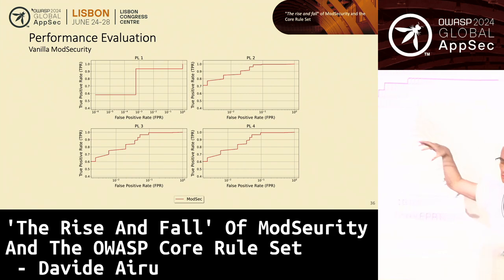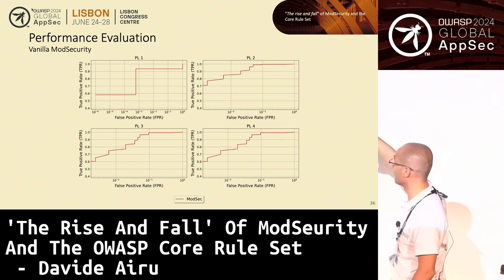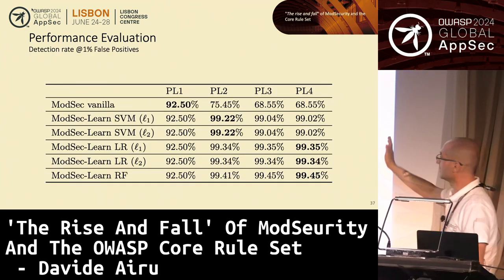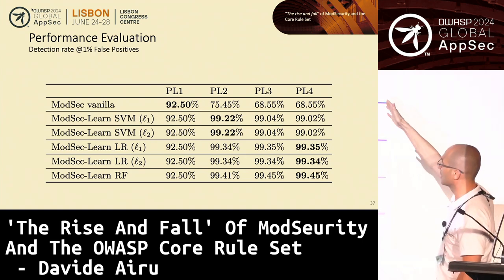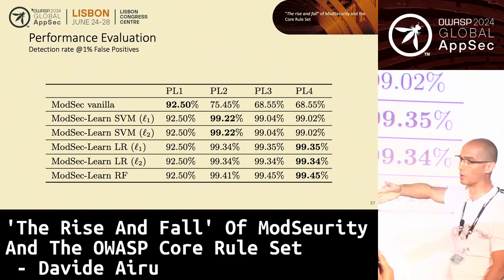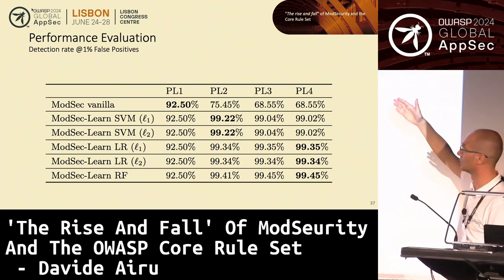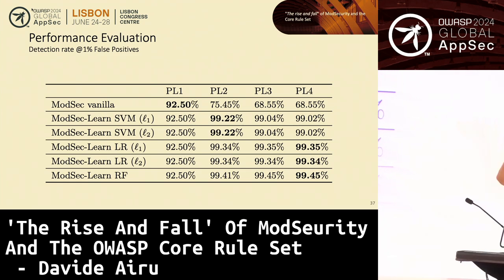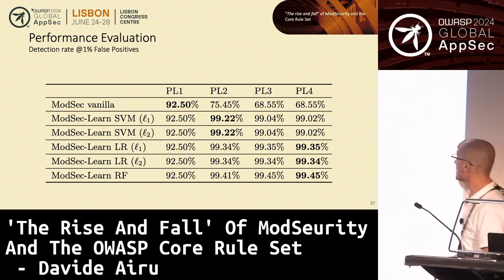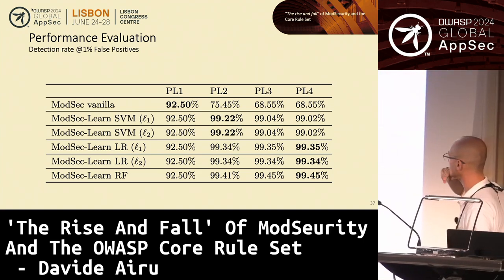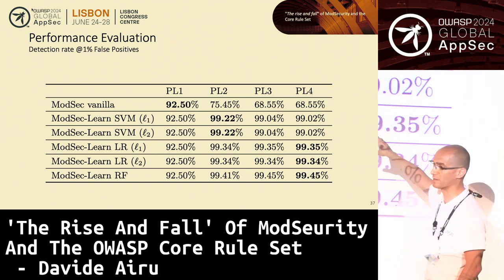Of course, if you increase the number of rules, and so if you increase the paranoia level, the false positives increase, keeping the same values of detection. This is a different view on this, because here is the value of detection rate that we got setting the value of false positives. So we took 1% false positives, which is a common threshold used in the evaluation of machine learning algorithms, and here are the corresponding detection rates that we are obtaining.